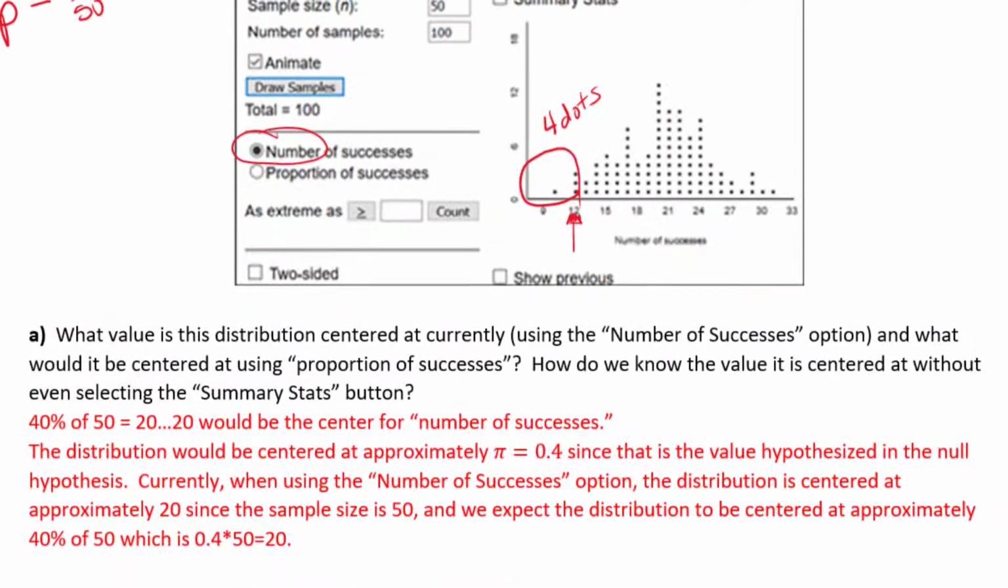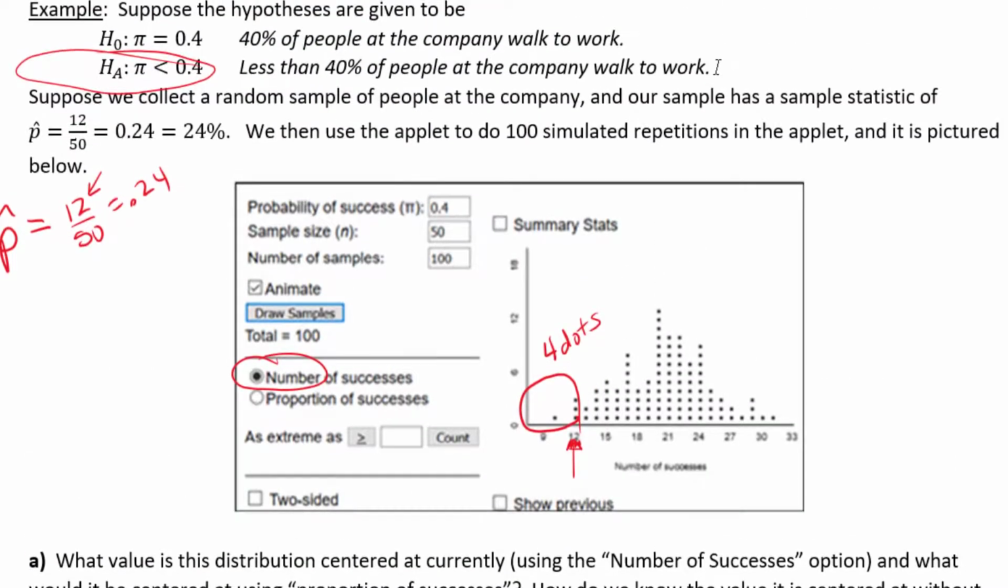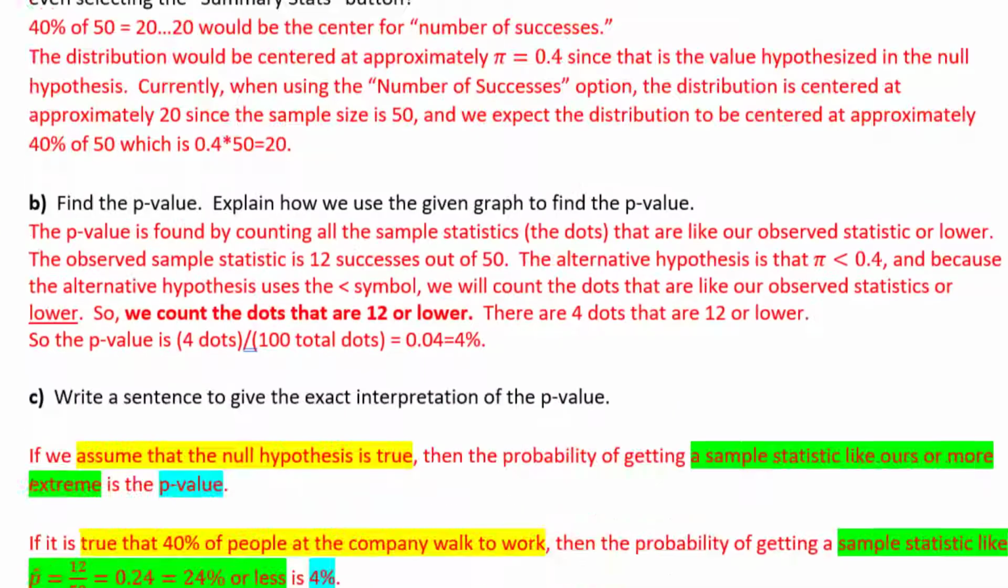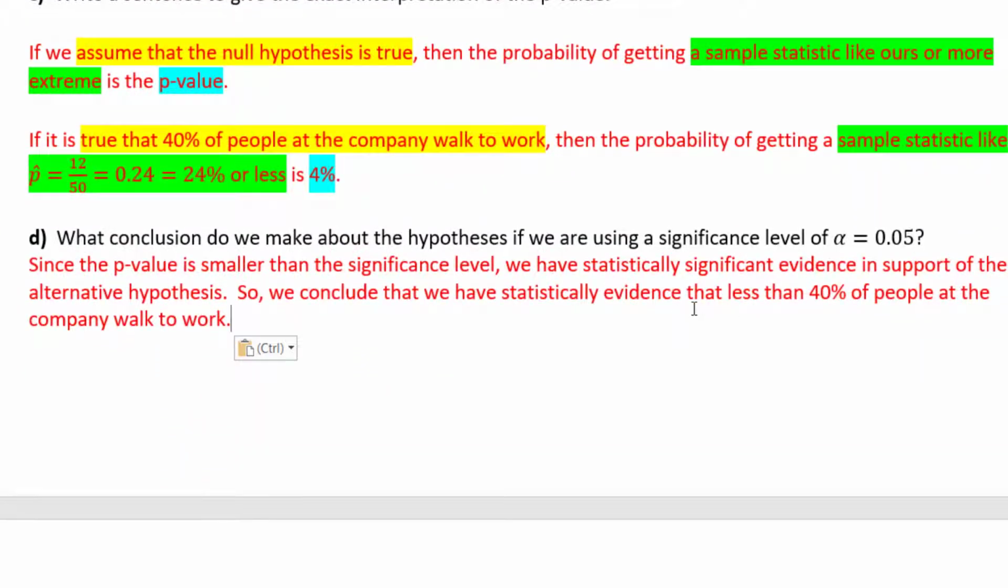So you just pick up your alternative hypothesis from up here. Less than 40% of people walk to work, and that's the statement that we support. So down here when I wrote it, we support this idea that less than 40% of people at the company walk to work.